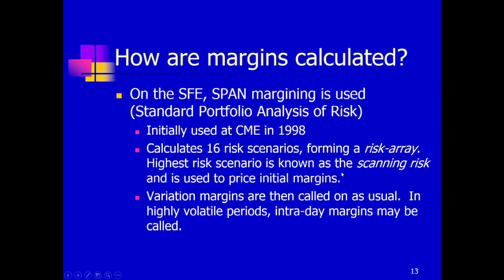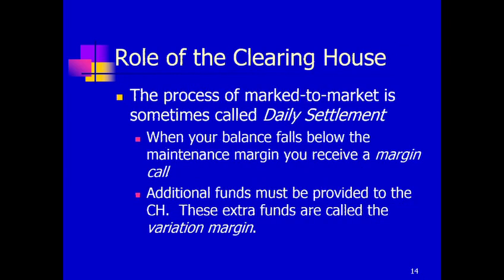So the more risk that the futures contract has, the higher the initial margin that you have to post. So at any given day, if I trade the same futures contract, the amount of margin I have to post, the initial margin, can change. It changes on a daily basis, based on the risk associated with that futures contract.